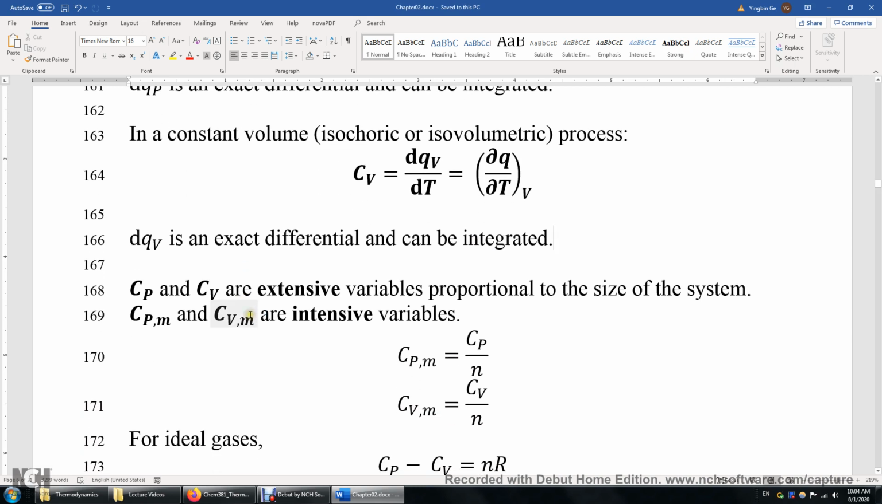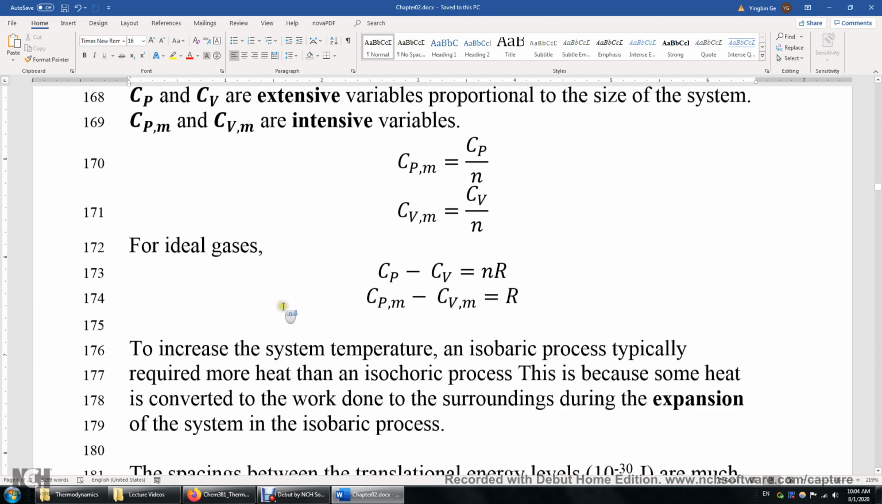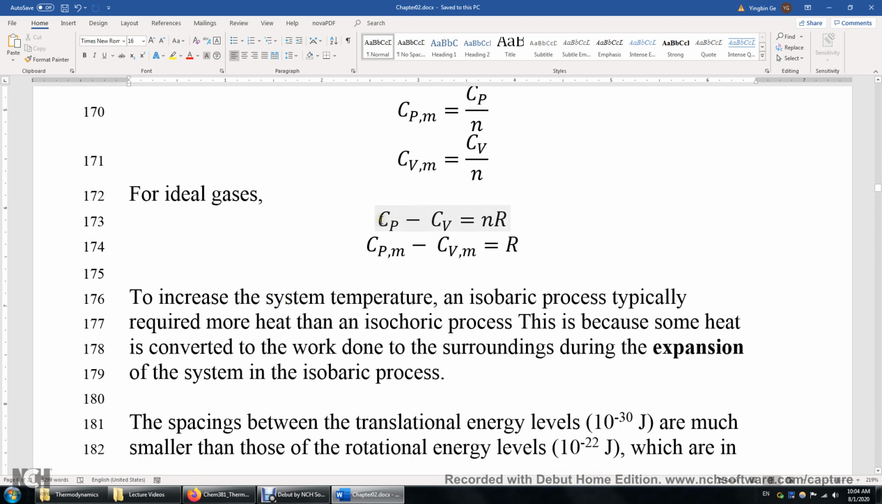Cp and Cv are extensive variables because they are proportional to the size of the system. However, if you divide Cp and Cv by the number of moles, you get Cpm and Cvm. They are intensive properties. For ideal gases, Cp minus Cv is NR. Cpm minus Cvm is R. You can see this is extensive, this is extensive. These two are intensive properties. The difference R is also an intensive property.